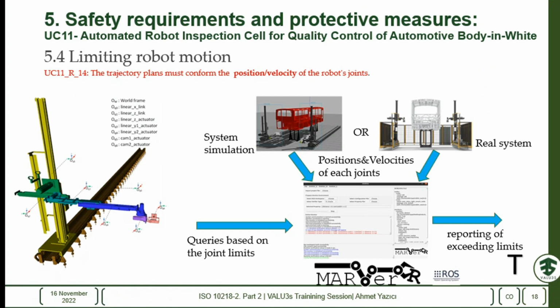So in this project, in use case 11, it's the automated robot inspection cell for quality control of automotive body in white. There's a system like this. It monitors the whole automotive body for the quality inspection case. There's a requirement that we are working on. The trajectory plans must confirm the position.